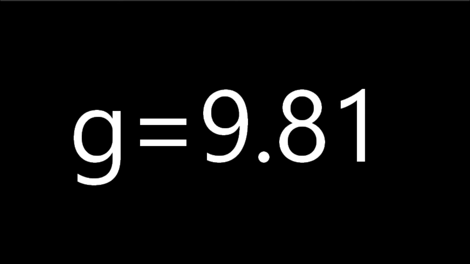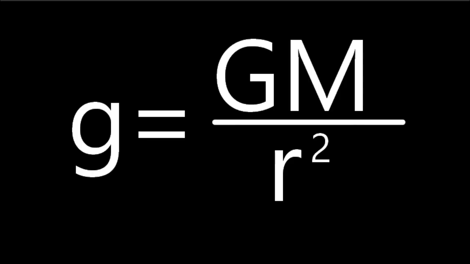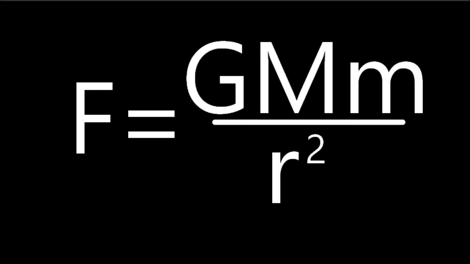But that 9.81 isn't actually a constant. It comes from this equation. Small g equals big G big M over small r squared, or if you want the weight directly, that equals big G big M small m over small r squared.